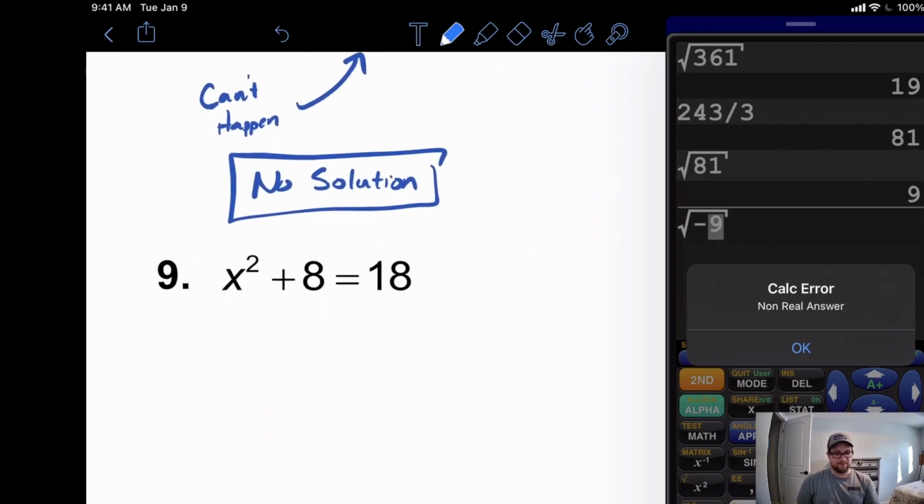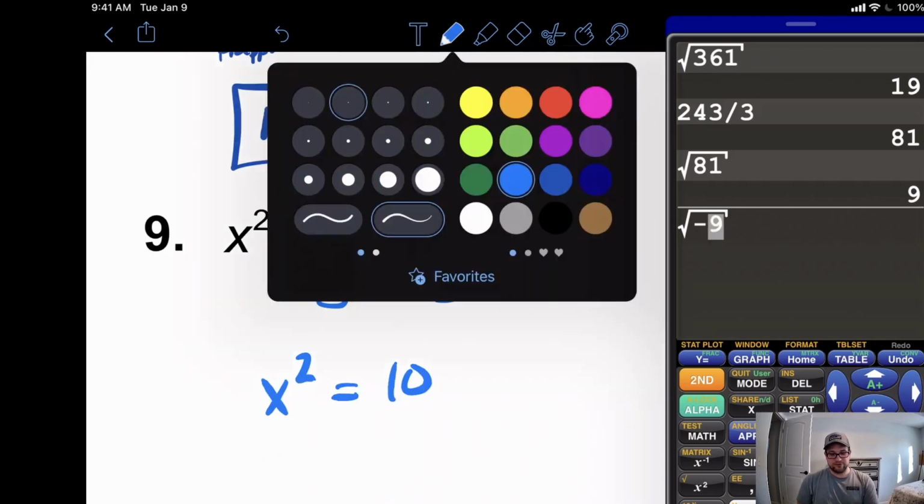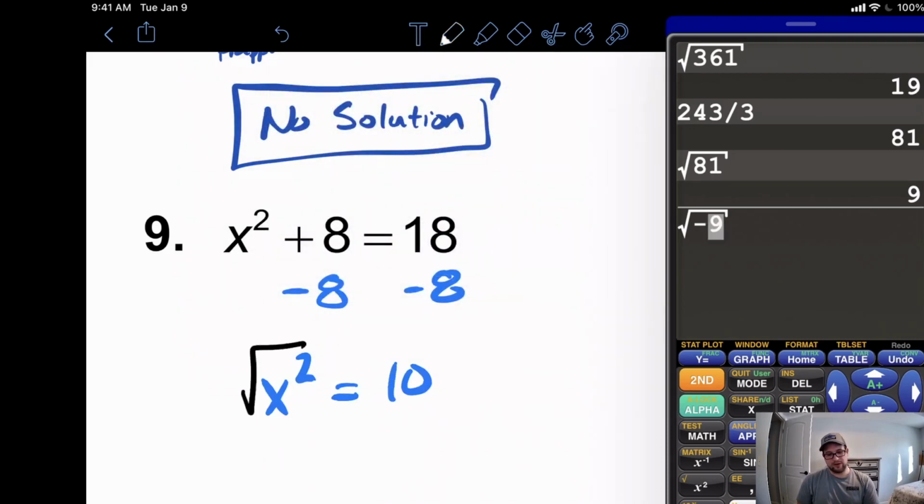Here's another one. Look at problem number 9. So first thing we want to do, we want to get x squared alone. So we're going to subtract 8 from both sides. That's going to leave us with x squared is equal to 10. Now, x squared is all by itself, so let's do some work. To undo the square, we're going to take the square root of both sides. Those two cancel out, and we're left with whatever's inside, which is just x. Now, on the other side, we have the square root of 10.